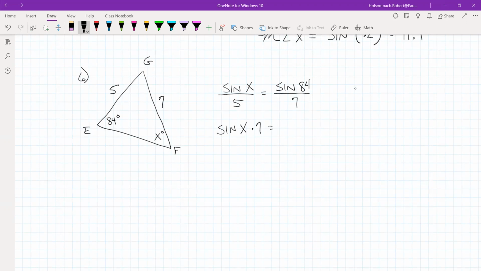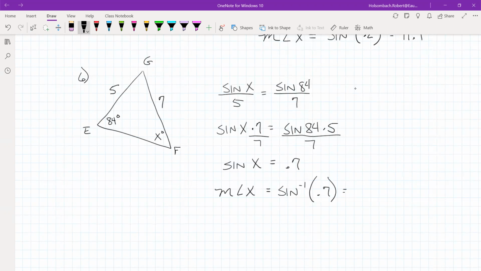Sine X times 7 equals sine 84 times 5. Divide both sides by 7. So sine X equals 84 sine times 5 divided by 7, which is 0.7. So the measure of angle X equals inverse sine of 0.7, 45.3.